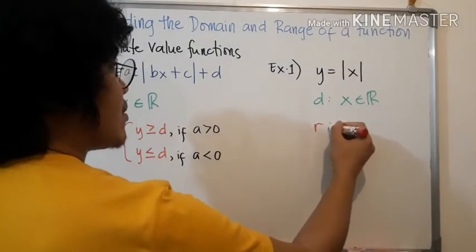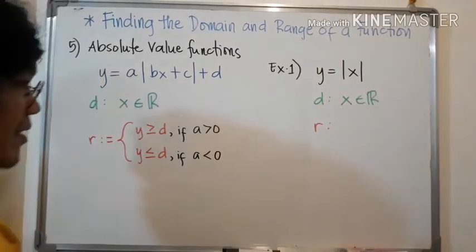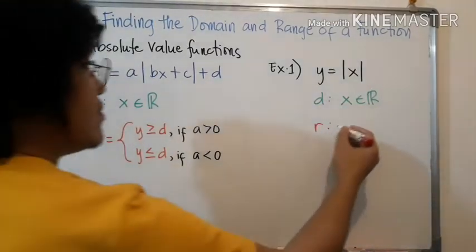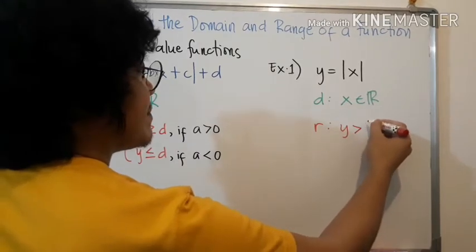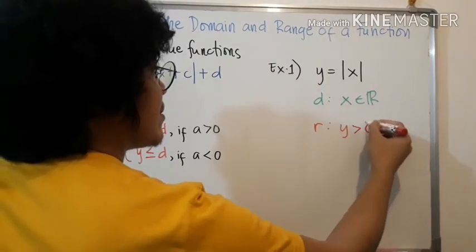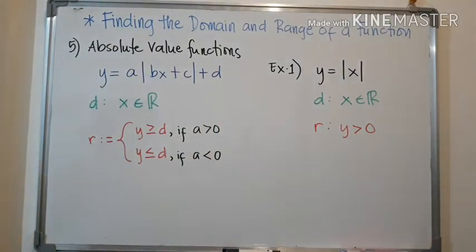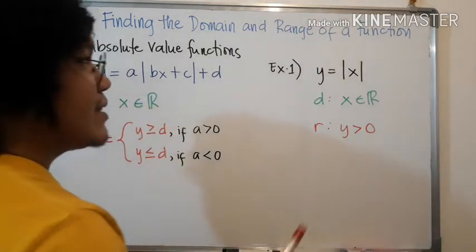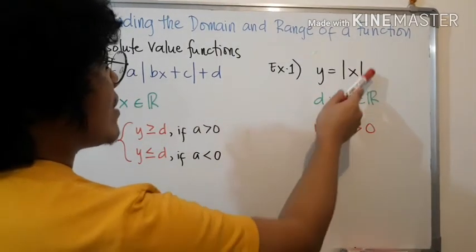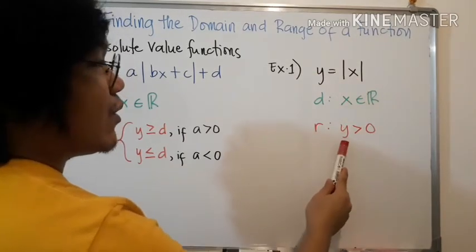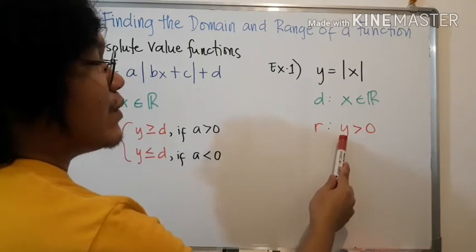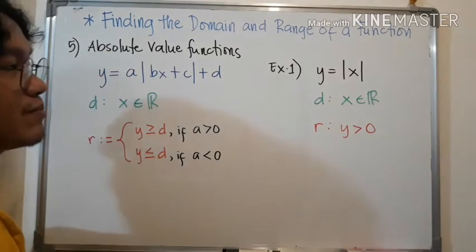So the range of this absolute value function is the set of all y's greater than or equal to 0. Meaning, our y's are all non-negative. Okay? So this absolute value function y is equal to the absolute value of x is defined for all non-negative y values.